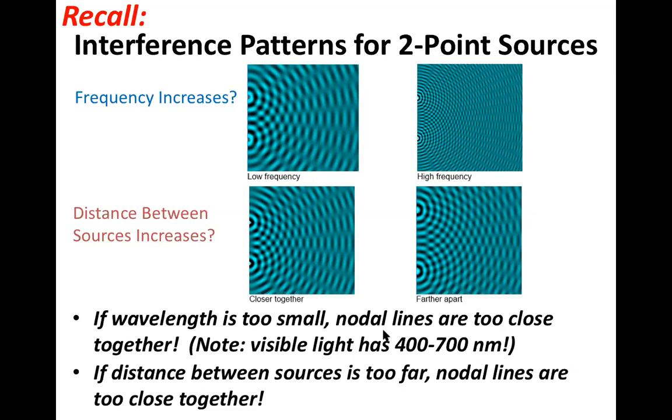Visible light only has a 400 to 700 nanometer wavelength. And nanometer means times 10 to the minus 9. So with really small wavelengths, you get more of this: many nodes that are hard to distinguish, they would be hard to measure, and you'd be hard pressed to see an interference pattern. And then also, as the distance between sources increases, that would increase the nodal lines maybe to an extent that you can't read the results.